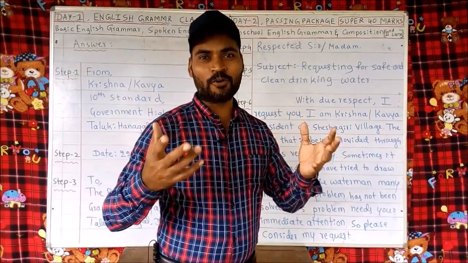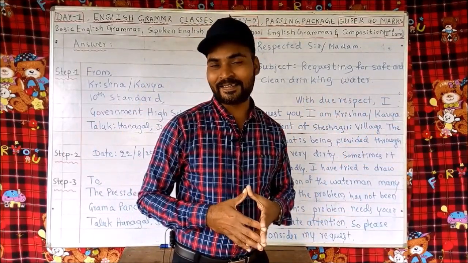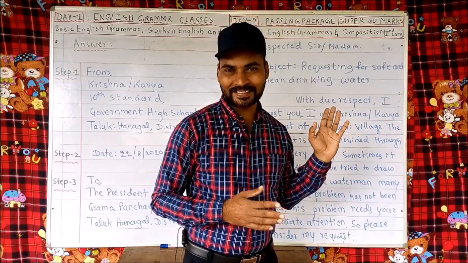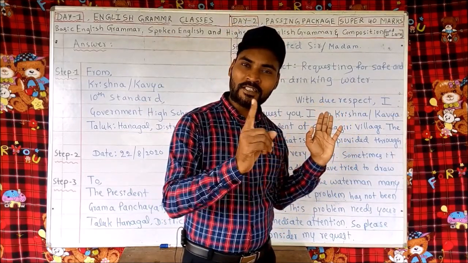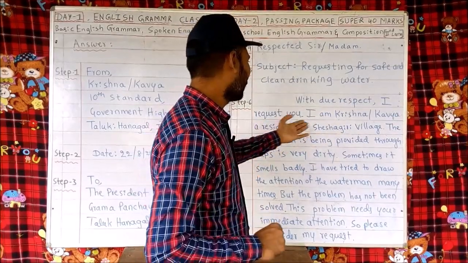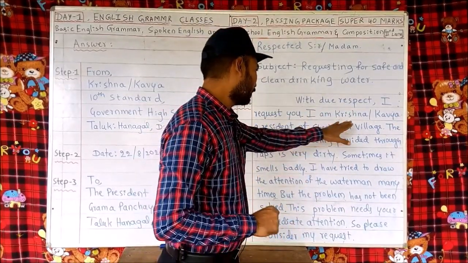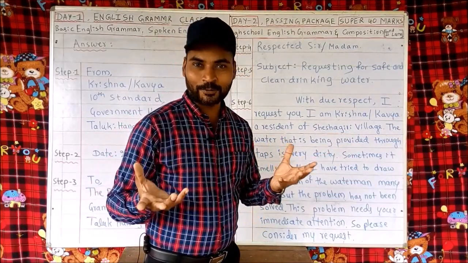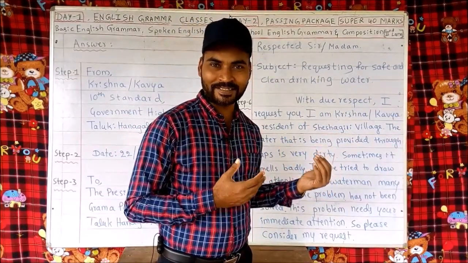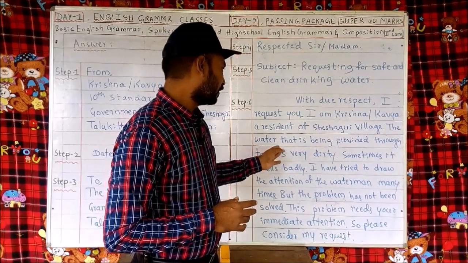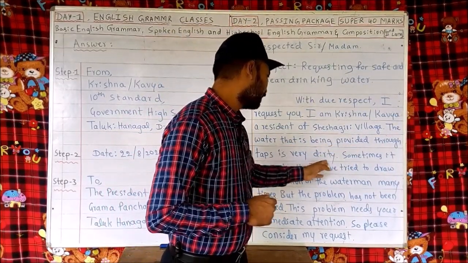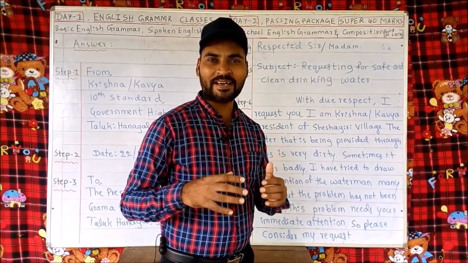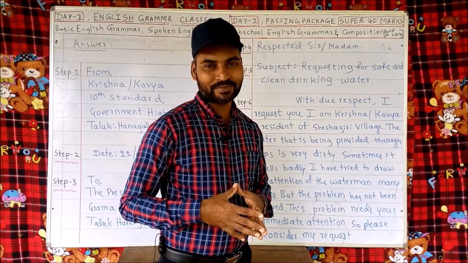You may use your own different creative starting sentences or ending sentences of the body of the letter. These are not the final, these are just examples. You may use these also. With due respect, I request you. I am Krishna Kavya, resident of Seshagiri village. Who are you? That also you have to introduce. We should mention your name once again here. The water that is being provided through taps is very dirty. Sometimes it smells badly. Now you come to the topic and you begin explaining that topic.